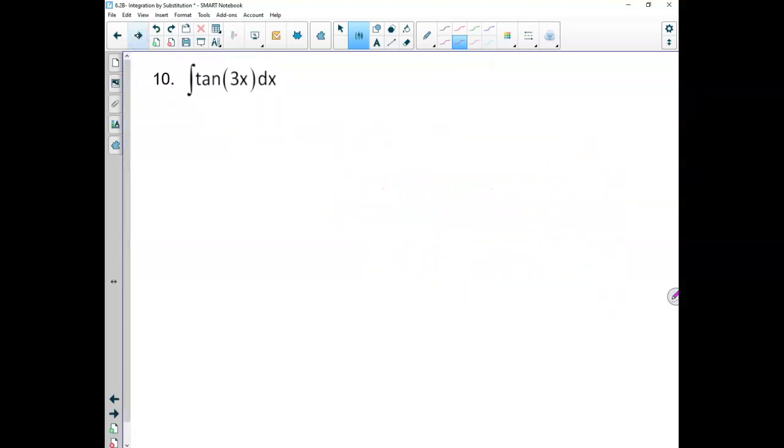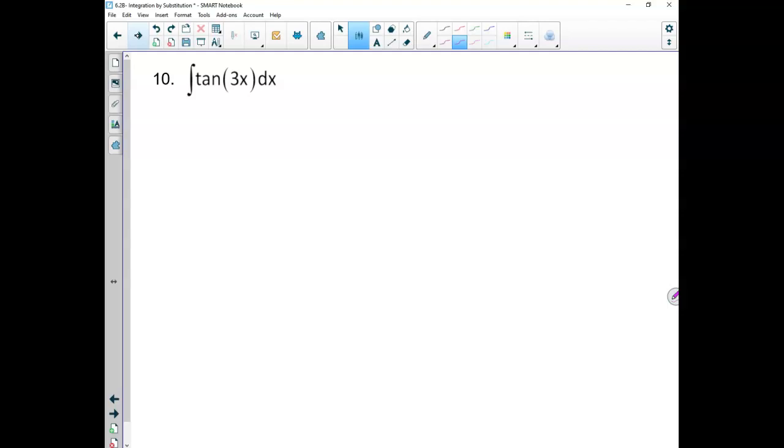Then we get to number 10, okay? Do we have a derivative that is the tangent? Meaning, I know the derivative of sine is cosine, I know the derivative of cosine is negative sine, I know the derivative of tangent is secant squared, which isn't in here. I know the derivative of a secant is secant tangent. I know the derivative of a cotangent is negative cosecant squared. I know the derivative of a cosecant is negative cosecant cotangent. But nowhere do I find the tangent as a derivative.